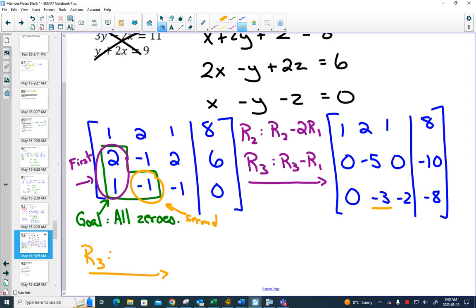And this is a little bit more complicated because I have a 3 and a 5. What am I going to do? It's like getting a common denominator for a fraction. With 3 and 5, it would be 15. So I'm going to take 5 row 3s. That would give me -15. And then I'm going to subtract 3 row 2s, because -15 plus 15 would give me 0.